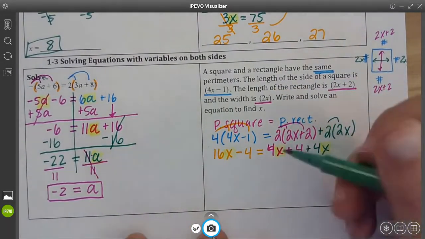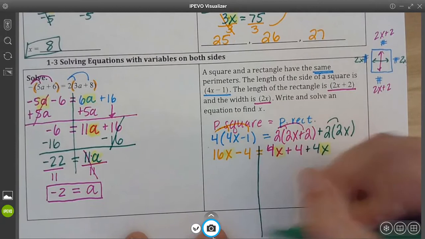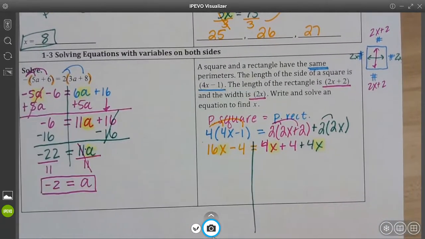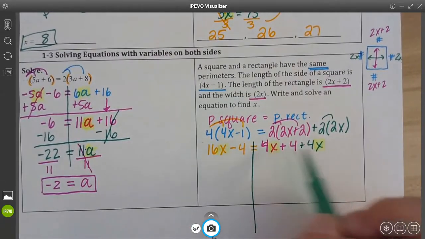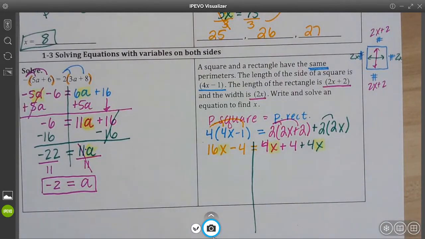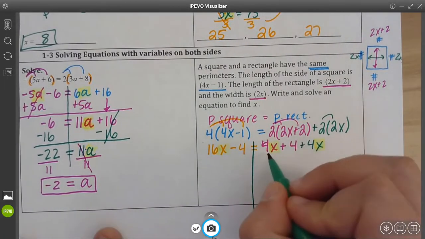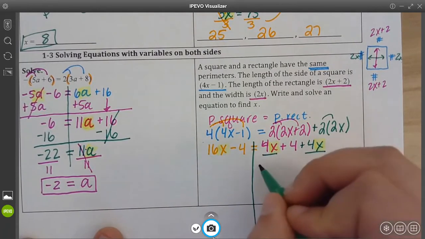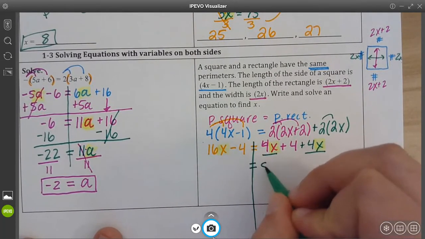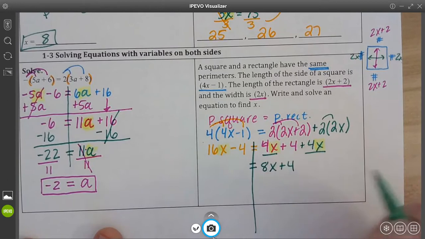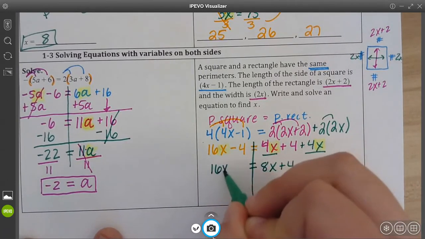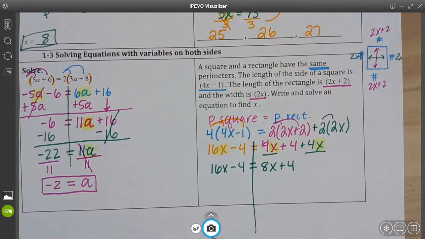That's our main goal, is to get x all by itself. I'm going to draw my line. But when I have two x's on the same side of my equal sign, I have to deal with those first. So I'm going to add 4x plus 4x over here, and that's going to give me 8x plus 4. And that 16x minus 4 is just going to stay on the left-hand side.